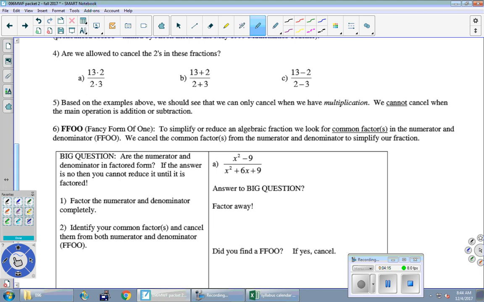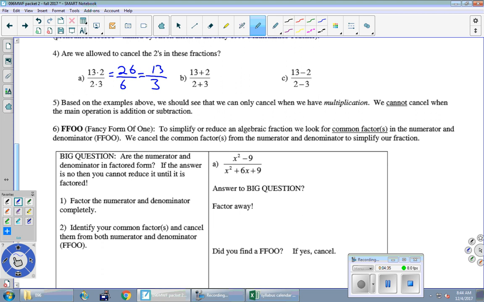What happened here? Done. 13 times 2 is 26. 2 times 3 is 6. If you reduce both of them by 2, what do you get? 13 over 3, yeah? So were we allowed to cancel those 2's in the beginning?